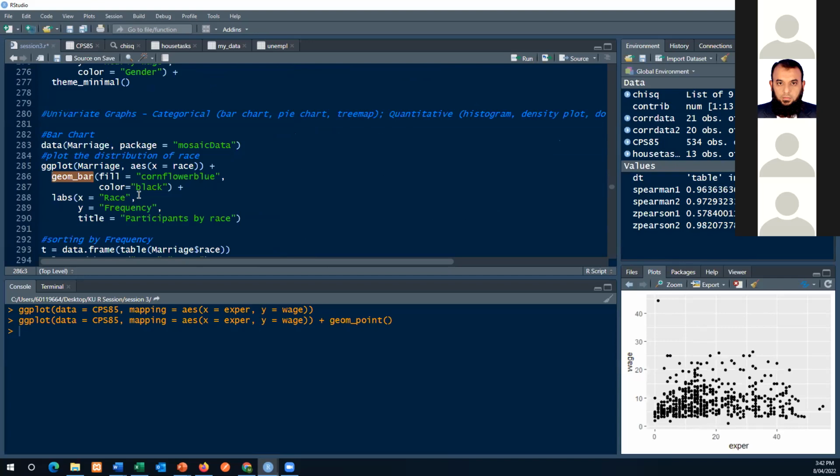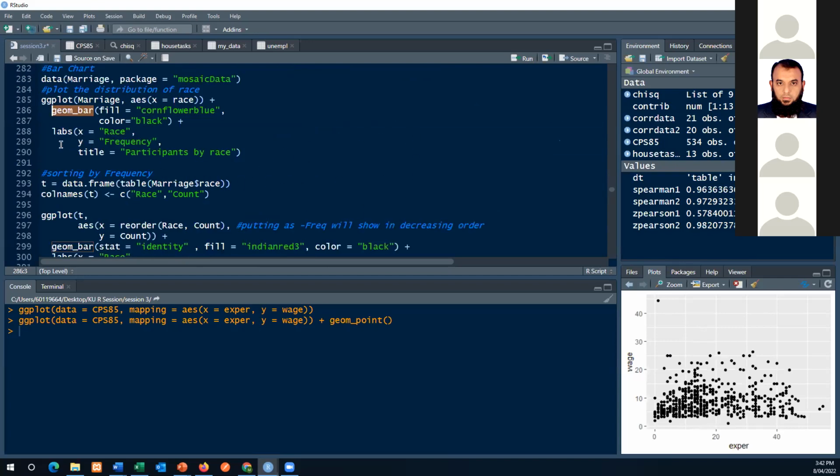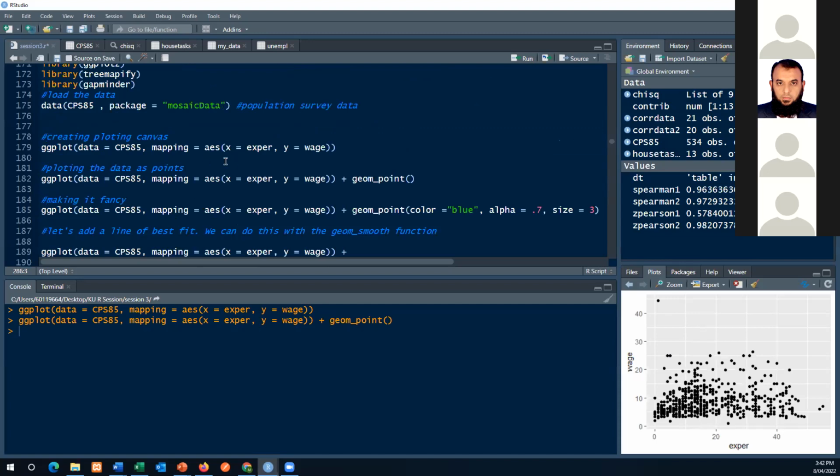So let's get our things clear. In ggplot, first make a canvas with the ggplot function itself.